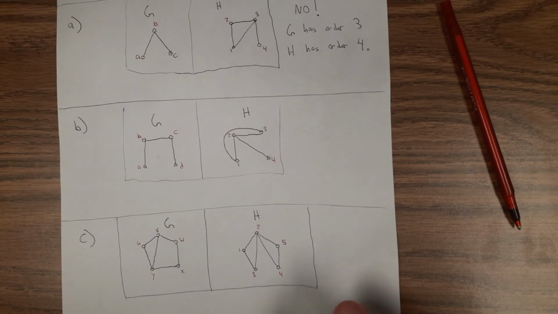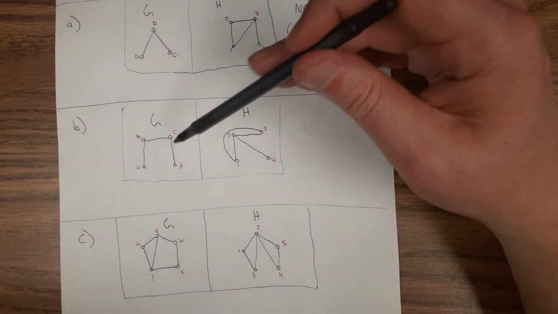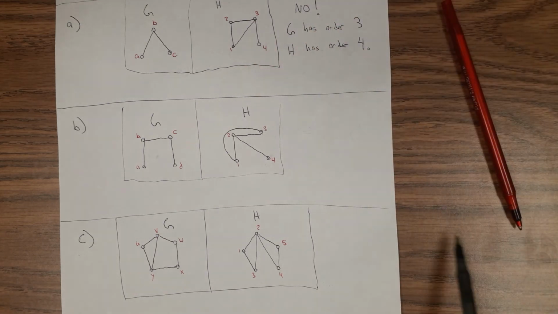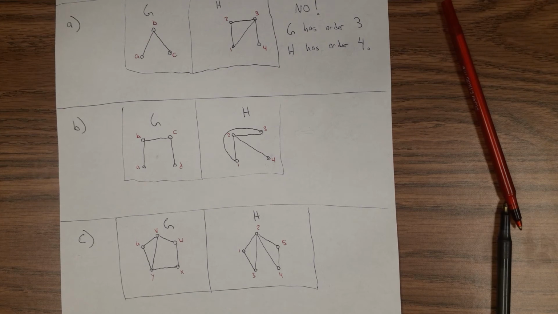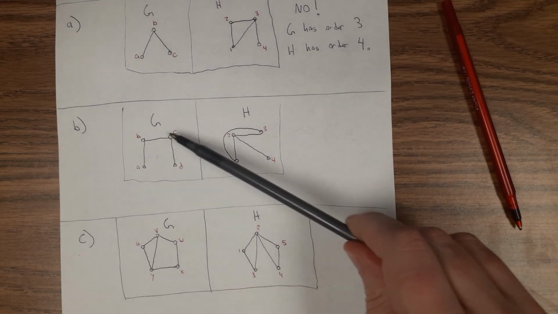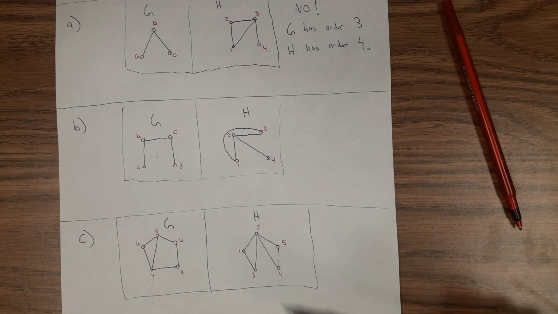Let's take a look at B. So here I've got two graphs, and when you do this type of problem, it's best to start checking the easy things first. And the easiest thing to check is the test that we picked on last time. It's just checking whether they have the same order, the same number of vertices. So this one has 4. This one also has 4.